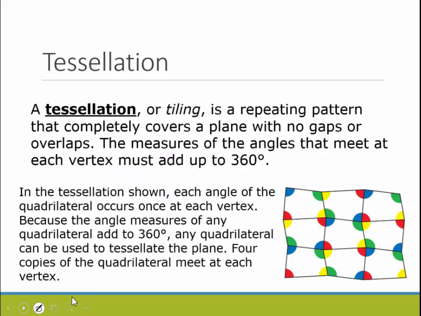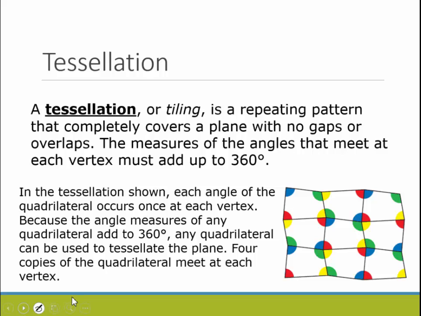So a tessellation, the heart of today's lesson. Tessellations are also called tiling. But it's basically a repeating pattern that completely covers a surface with no gaps or overlaps. The measures of all the angles that meet at each vertex must add up to 360.